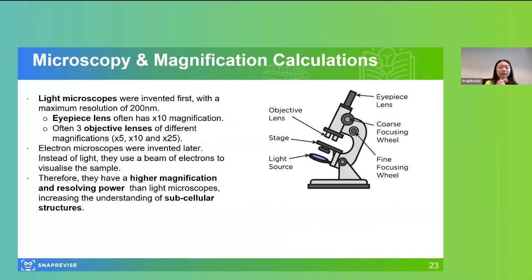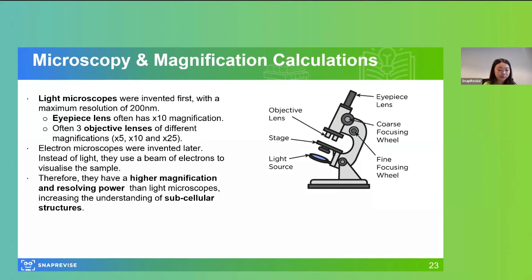Okay, let's move on to the next topic. The next topic is going to be microscopy and magnification. So there are 2 parts to this. There's the theory part of it, which is the actual microscope itself, light microscopes, electron microscopes. And then we have the second part of it, which is a calculation question. And 9 out of 10 exams, they will ask you a calculation question on magnification. So it's good to point this out.